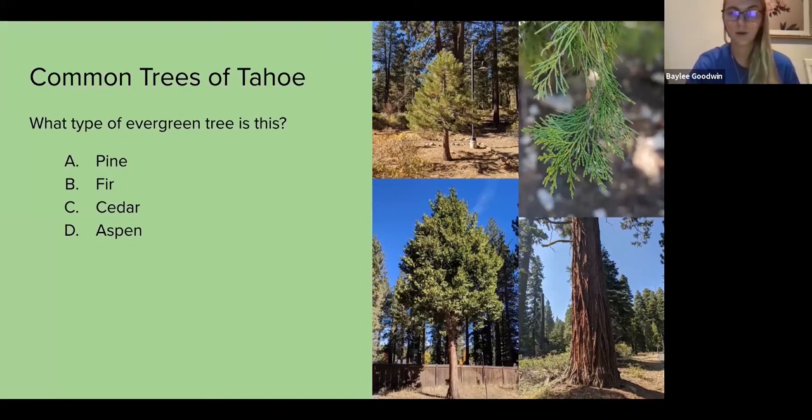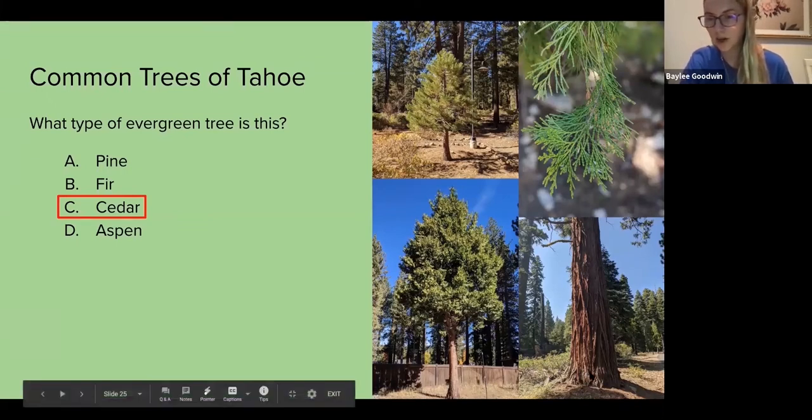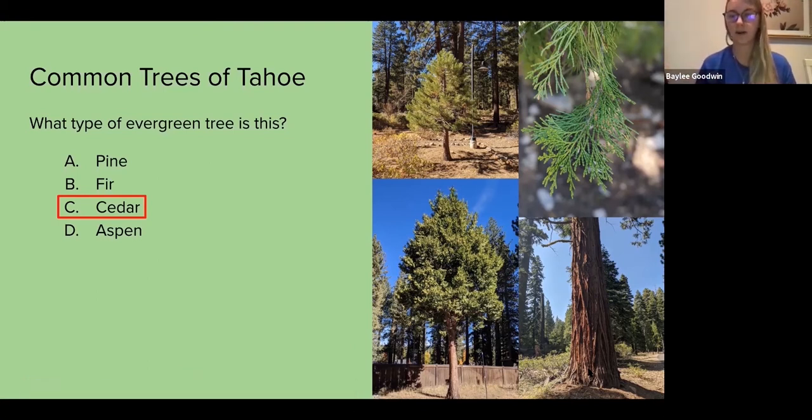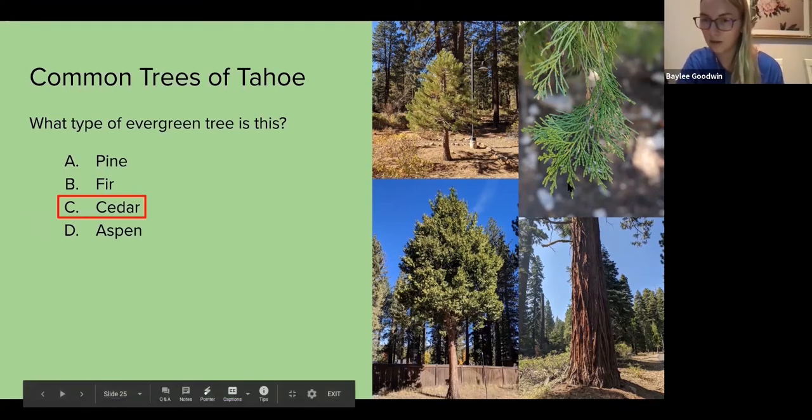Okay, so our final question, hopefully you got that. What type of evergreen tree is this? It is a cedar. And the key identifying features of the cedar are the red bark. And to me, the bark kind of looks almost like veins, like the bark goes up in vertical strips rather than being in clusters that pine trees typically have. Their leaves or needles are scaly and they are sectioned.